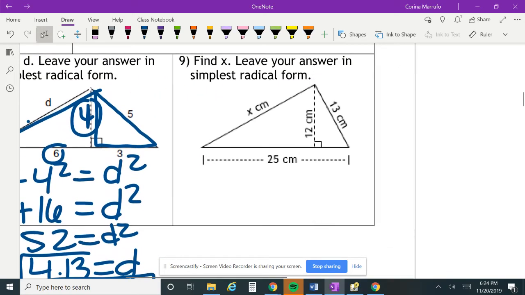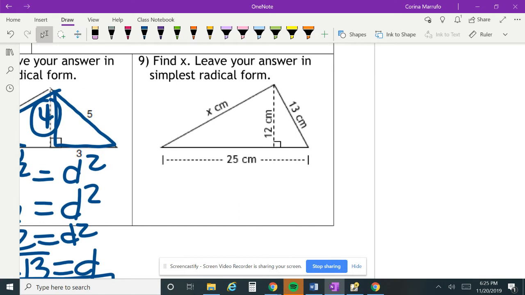All right, on the next one, it says find x, leave your answer in simplest radical form. So we're looking for this piece.